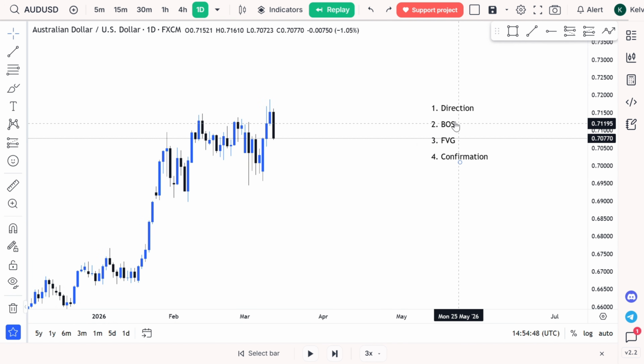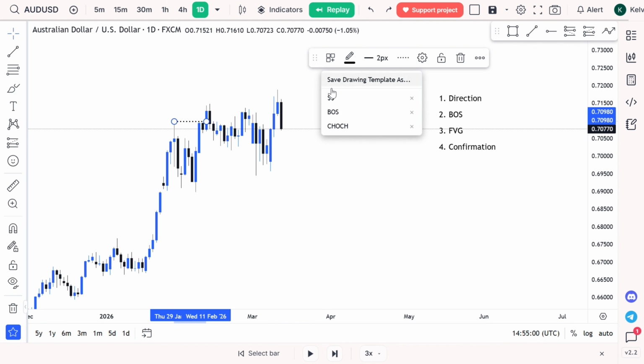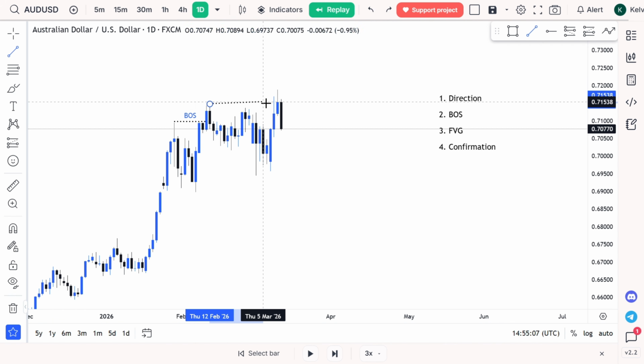And then in terms of break of structure, we need to identify a break of structure. In this case, we have this break of structure here. So we have this break to the upside. That is our first break of structure. And then we have another break of structure here. So we have another break of structure as well. You can mark that break of structure also.